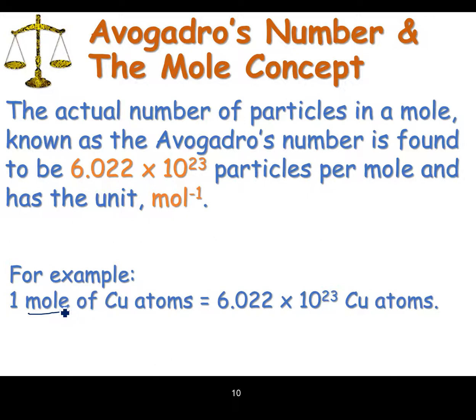A mole isn't actually anything on its own. A mole just means the number. It's a mole of the thing. So 1 mole of copper atoms is equal to the number 6.022 times 10 to the 23rd of copper atoms. You have to have that idea in mind, that the word mole is just a number.